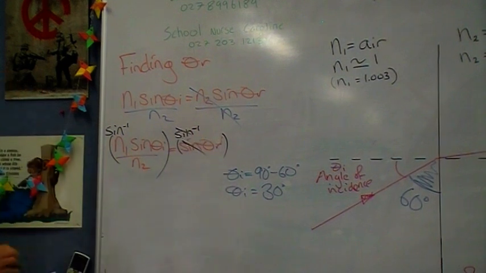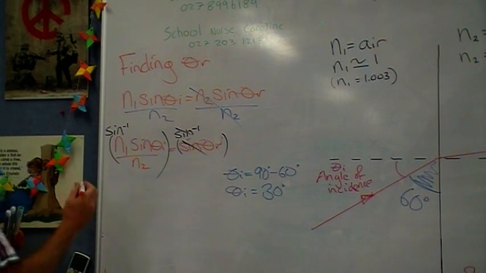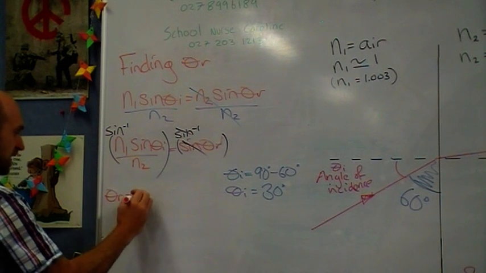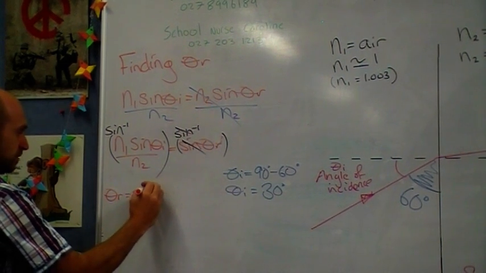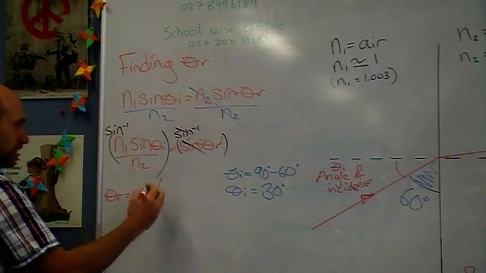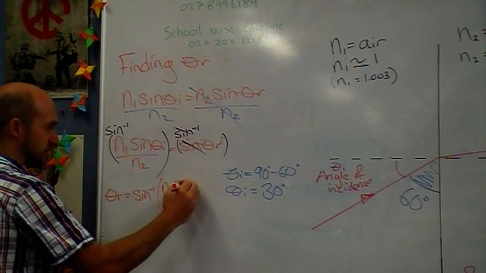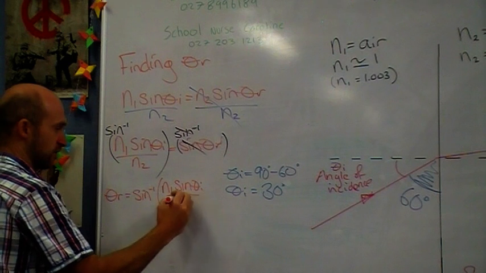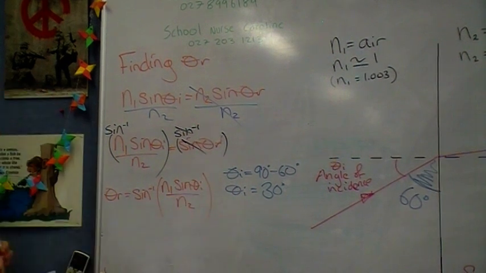And so then we end up with no sine. Theta r equals anti-sine of n1 sine theta I over n2. Does the anti-sine go in front of the brackets? Yeah. Is that how to write it?